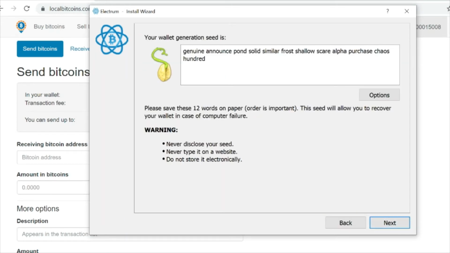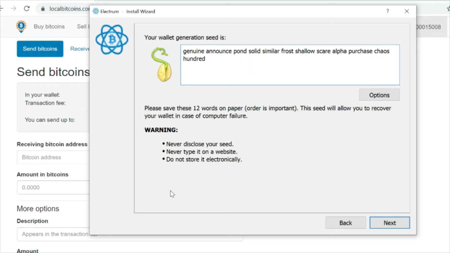and you save this seed. You save it somewhere on paper. Never disclose your seed, never type it on any website. Do not store it electronically. This seed is what will identify you in the blockchain. So even if you uninstall this software or format your computer, as long as you have this seed, you'll be able to recover your wallet and see the balance in your wallet.